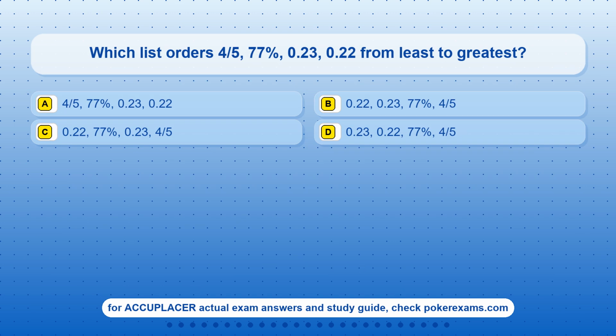Question 22. Which list orders 4/5, 77%, 0.23, 0.22 from least to greatest? Option A, 4/5, 77%, 0.23, 0.22. Option B, 0.22, 0.23, 77%, 4/5. Option C, 0.22, 77%, 0.23, 4/5. Option D, 0.23, 0.22, 77%, 4/5.